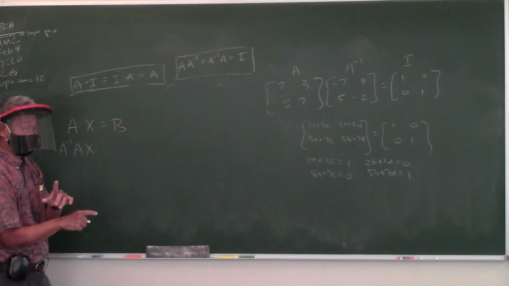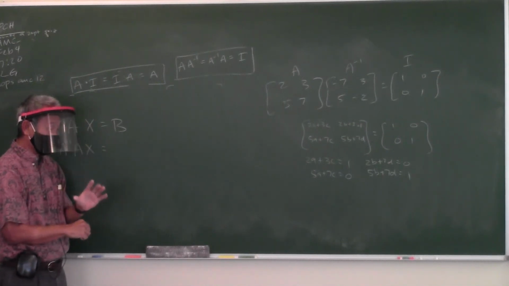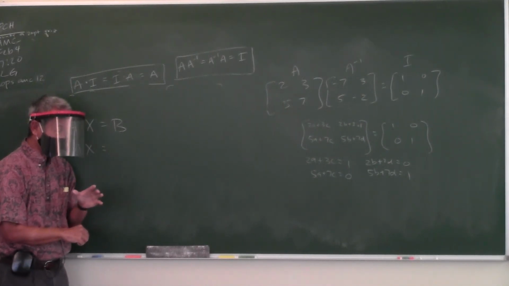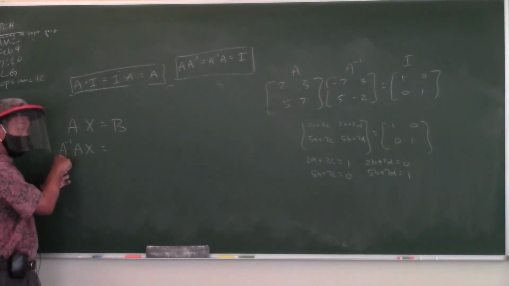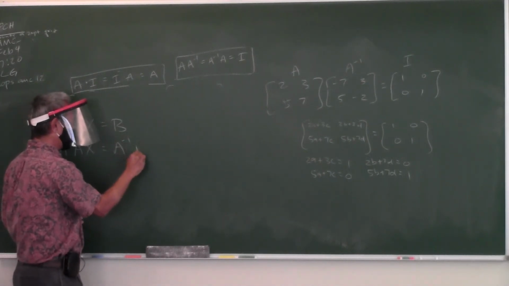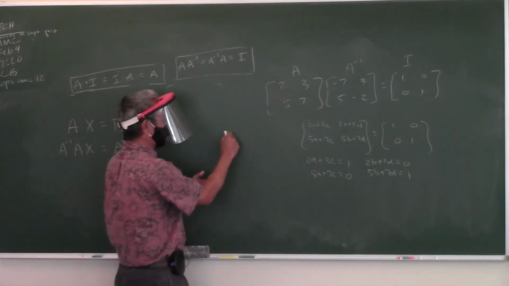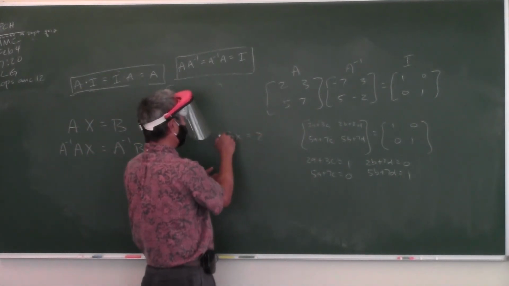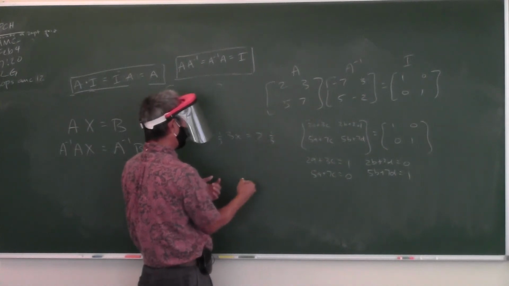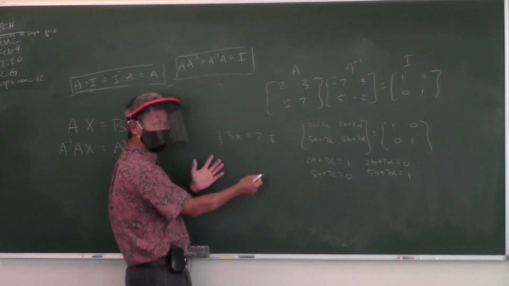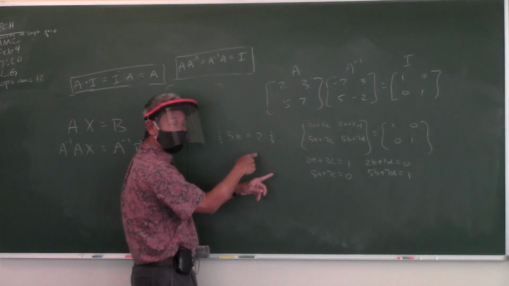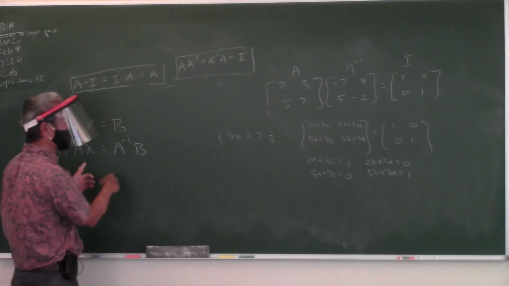But here's the thing. Since the commutative property of multiplication doesn't work, if you multiply it on the left here, you have to multiply it on the left there. Because when you do regular algebra, like 3x equals 2, you multiply both sides by 1/3, right? And that you can do because the commutative property works. But with matrices, it doesn't work.